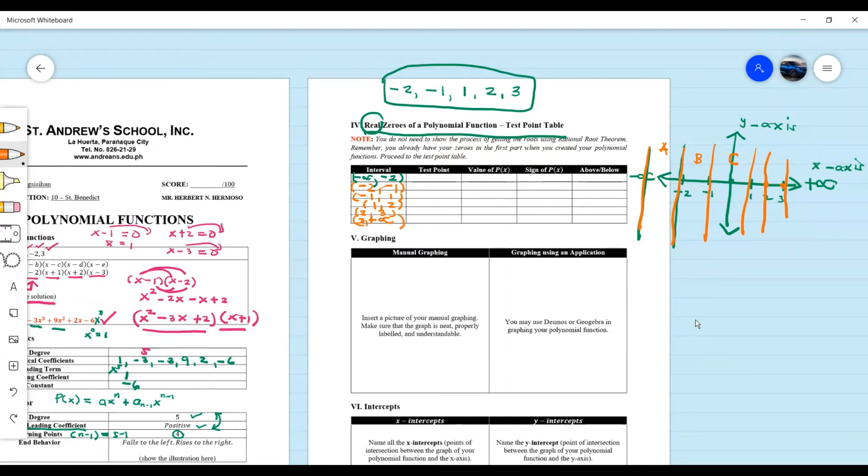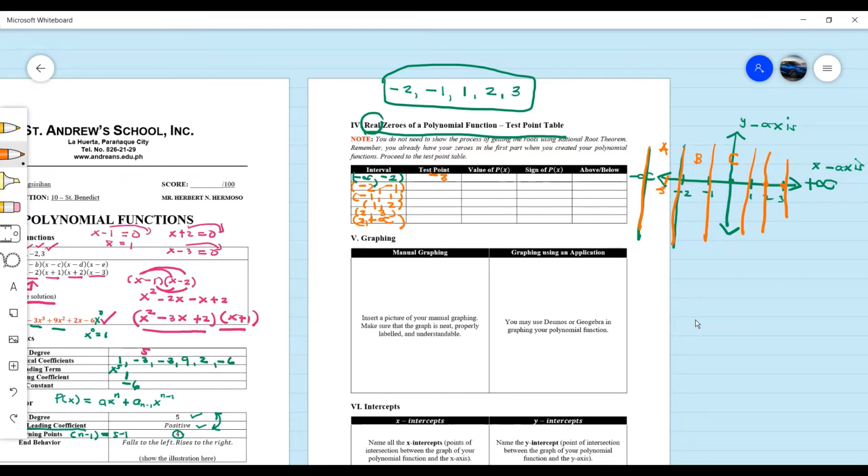Okay. So now, sir, ano po yung mga test point namin dito? Sa first interval natin, look at the first interval, negative infinity and negative 2. Sa pagitan yan, di ba may kasunod na yan dito, negative 3. So, pwede natin kunin yun. Test point kung kukunin, negative 3. Sir, pwede po ba si negative 4? Yes. Negative 4 can be a test point.